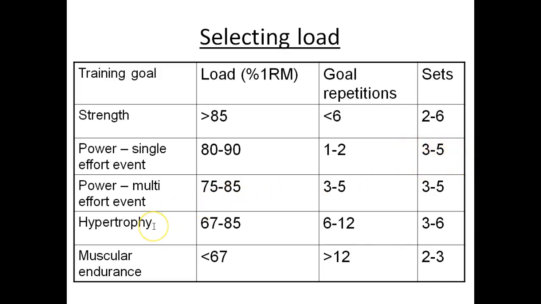And then for hypertrophy, this is the bodybuilder. They're going to work at between 67 and 85% of their 1 repetition max, and they'll do this 6 to 12 times. This is where 3 sets of 10 comes from. And then for muscular endurance, less than 67%, and you'll do greater than 12 reps. So we try and stay out of this 3 sets of 10 because that's bodybuilding, that's not physiotherapy.